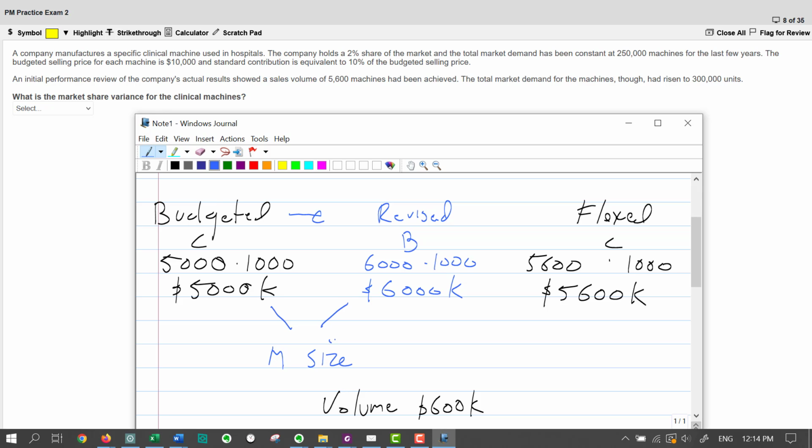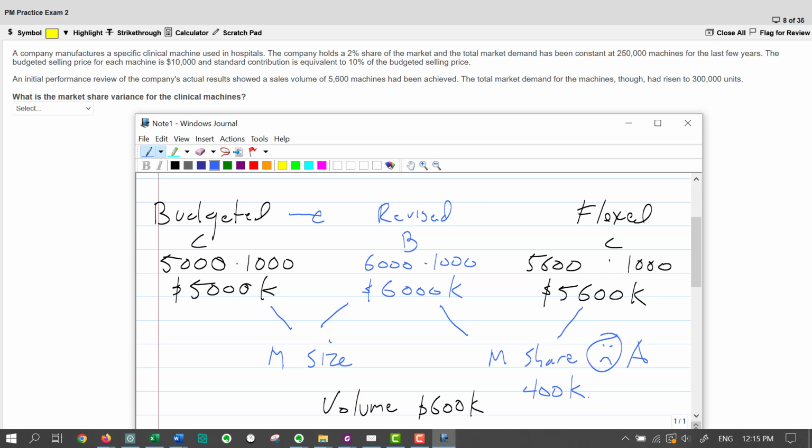But we're not looking for market size, we're looking for market share. So it's the difference between these two. Yes, we sold 5,600 units, but that's less than what we should have sold with the higher market, right? So we have less market share this time. So that market share variance, which is over here, is adverse, isn't it? And it's adverse by the difference, 400,000.